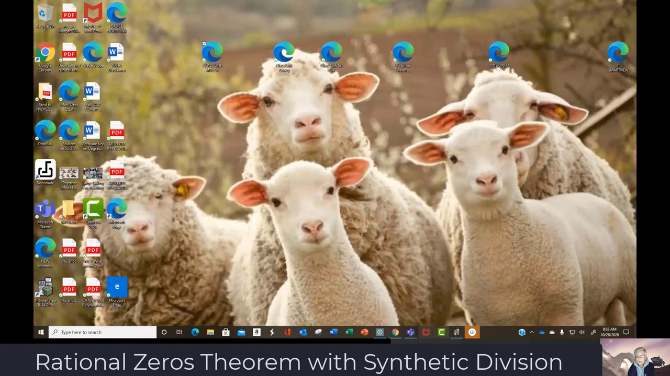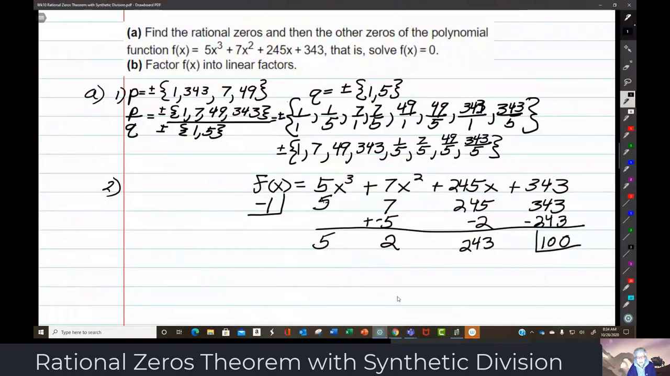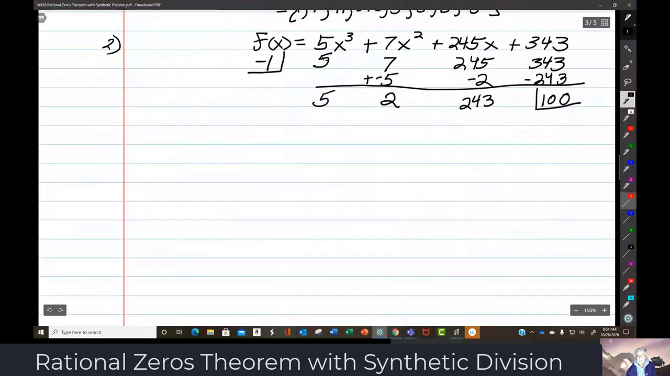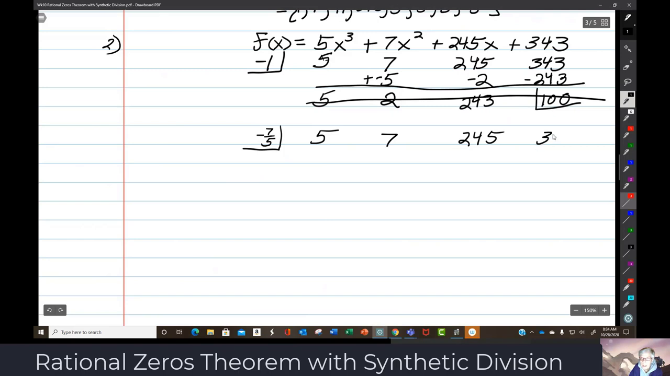Let's try that, negative 7. No, put it up here. You see, here's the shortcut. No! Oh, yeah, okay. This won't do. We've got to go back to the original: 5, 7, 245, and 343. And draw a line and bring down the 5.